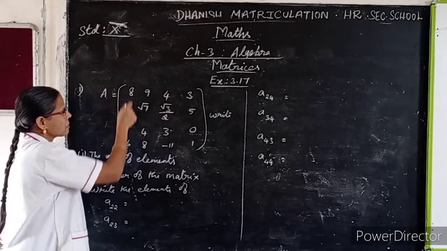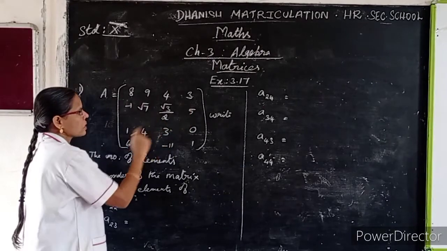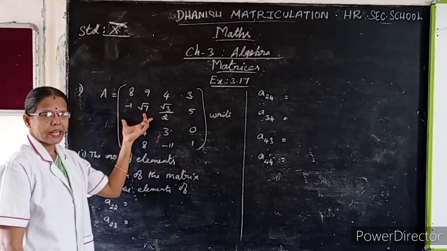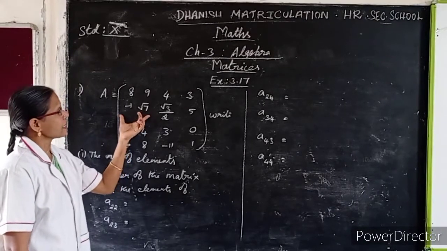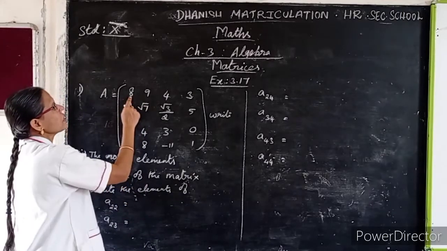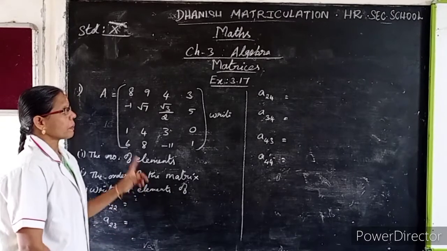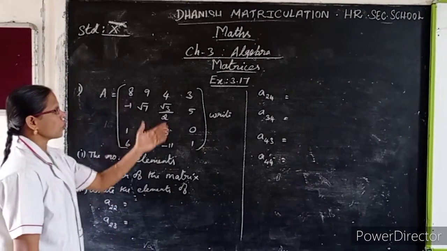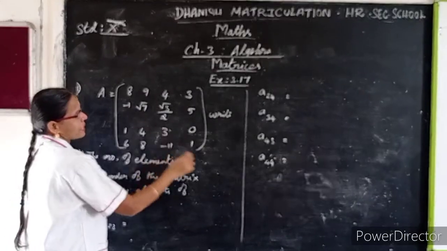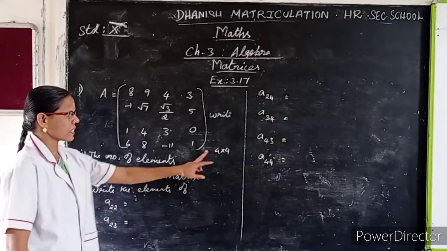Here, how many columns? 1, 2, 3, 4. There are 4 columns, and 4 rows and 4 columns. So what is the order of the matrix? For the order of the matrix, first write the number of rows: 1, 2, 3, 4, so 4 rows. Then the number of columns: 4 columns. In this matrix, the order of the matrix is 4 by 4.